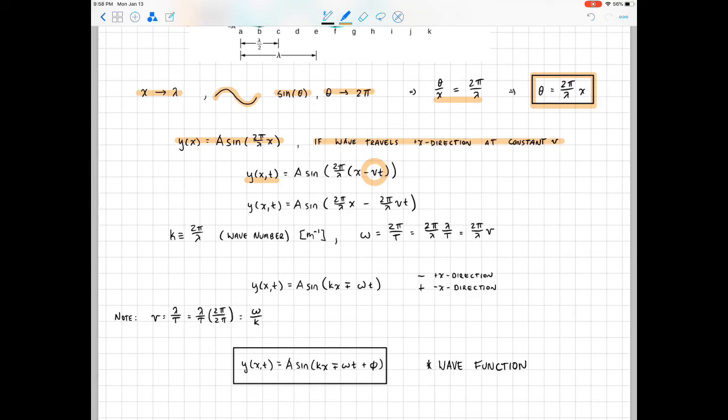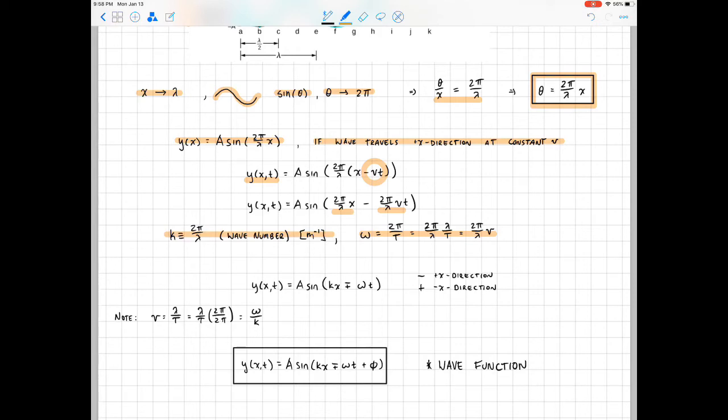And so then we're going to do a little bit of algebra. We're going to distribute the 2 pi over lambda. And then we're going to simplify the expression by introducing one new term and reintroducing a term we've seen in 101. The new term is known as the wave number, which we define as k, which equals 2 pi over lambda. So we're going to swap out 2 pi over lambda for k. The units for the wave number are inverse meters. And then the term that we've seen before is omega. That's the angular frequency. And omega is 2 pi over the period.